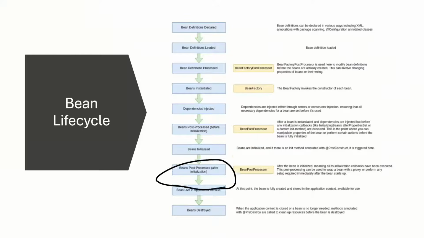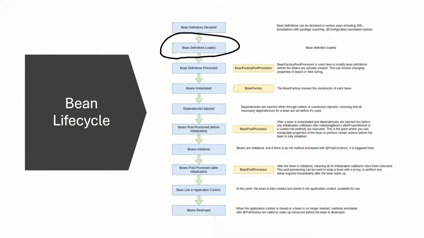Our journey begins with the bean definitions declared stage. In Spring, beans can be declared in multiple ways, through XML configuration files or annotations like @Component and @Configuration. Once bean definitions are declared, we move on to the bean definitions loaded stage.